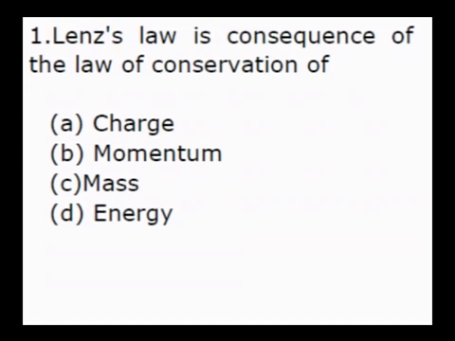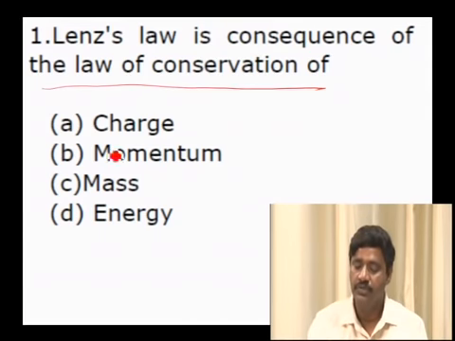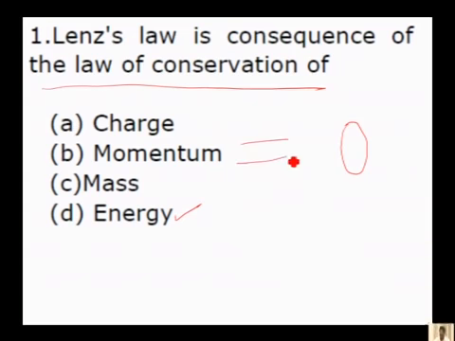The very first question is, Lenz's law is a consequence of the law of conservation of what? So it is actually the consequence of the law of conservation of energy. Let me explain first. I'll take a small example. If this is the coil and this is a magnet, and this is the north pole and this is the south pole. If the north pole of the magnet is moved towards the coil, this will induce a current, and the current will develop a north pole in this face.